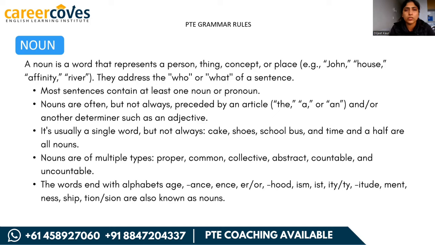It's not that people always see this and say, oh, this is not a thing, why is this considered a noun? There are many other words that end with certain letters, such as age, for example language, postage. Also ant, er, or, hood, ism, ist, ity, ty, itude, such as attitude, latitude. Also ment, such as commitment, government. Also ness, ship, tion, sion. They are nouns. So words ending with these letters are also known as nouns.